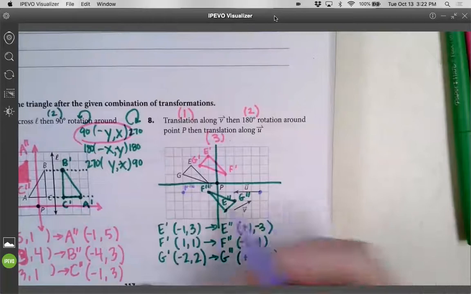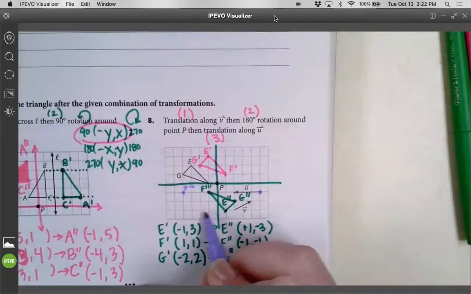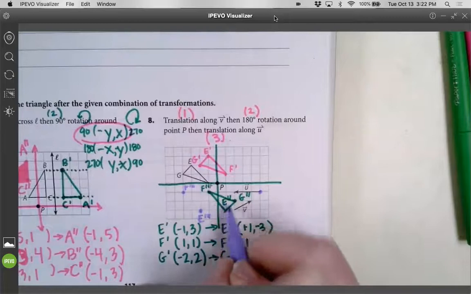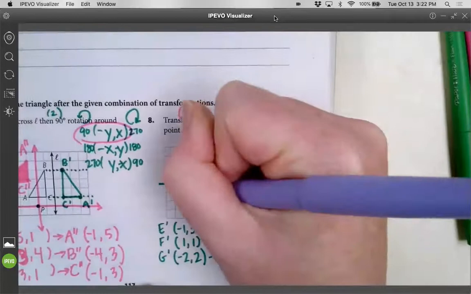E is going to move 1, 2, 3 spaces and become E triple prime. G double prime is going to move 1, 2, 3 spaces and become G triple prime.